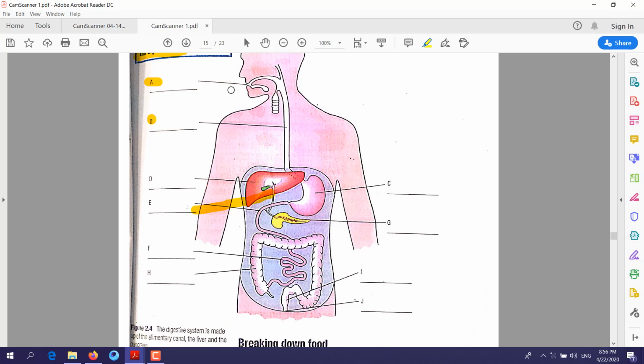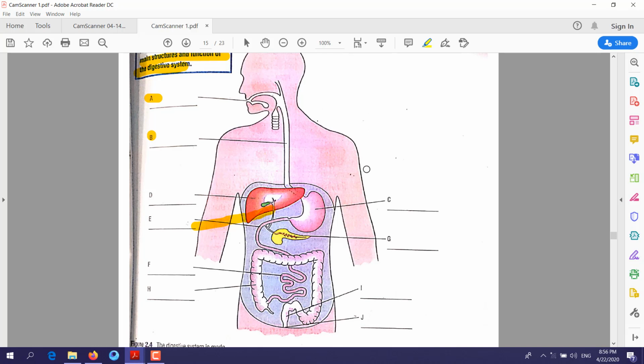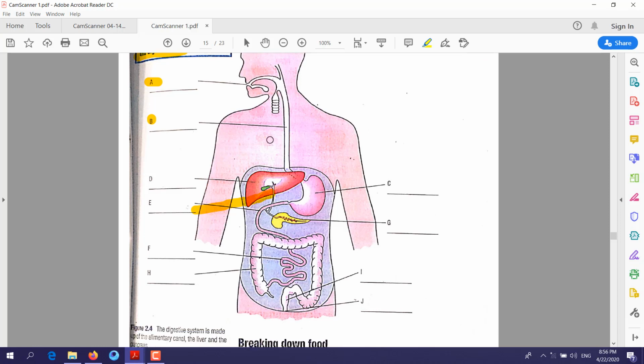I will start from the beginning. A, mouth. The function of the mouth is to break down the food physically by the help of teeth, by chewing. When you chew, you break down the food physically. Then B, trachea. It will just conduct the food from the mouth to the stomach.